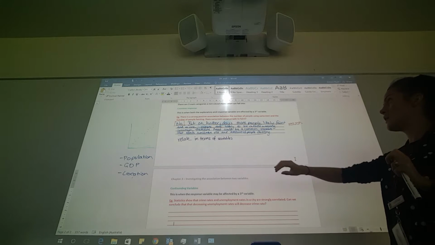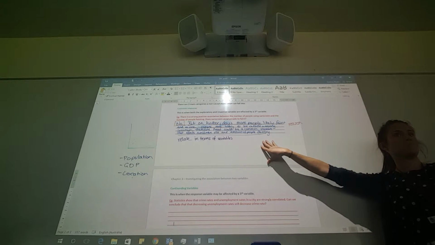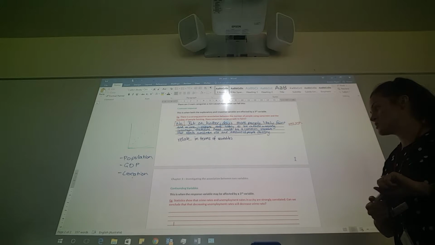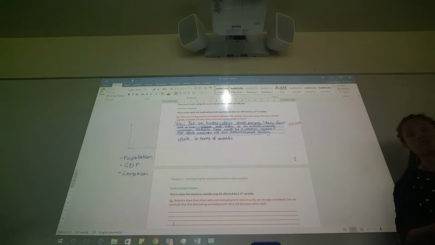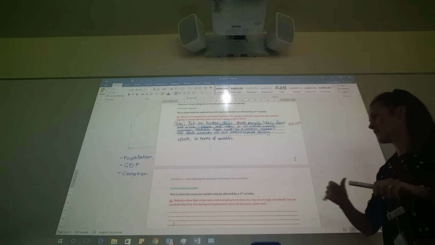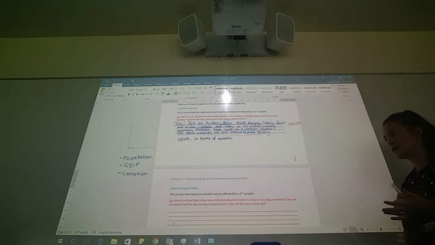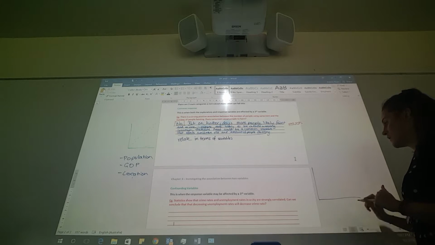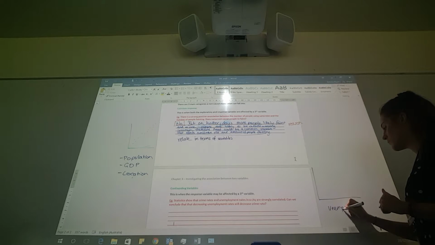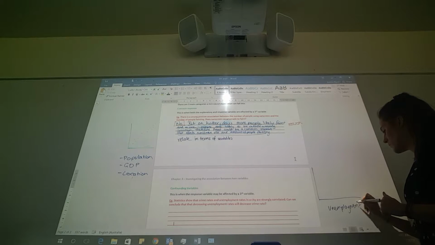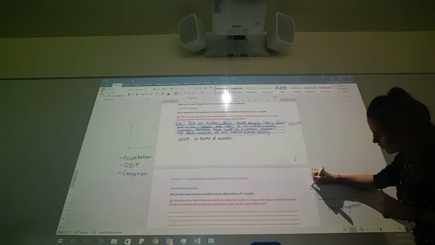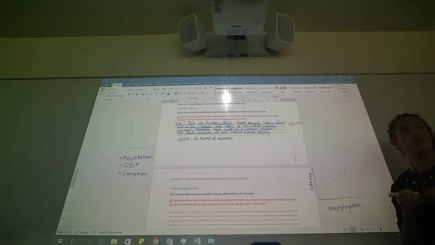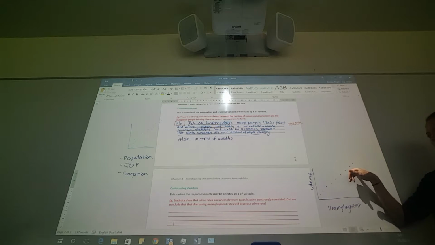All right, so then any questions about common response? No? Cool. All right, so confounding variable. This is when the response variable may be affected by a third variable. So in our example, statistics show that crime rates and unemployment rates in a city are strongly correlated. So we're saying that as unemployment goes up, crime rate goes up. The more unemployment there is in the city, the more crime there is in the city.